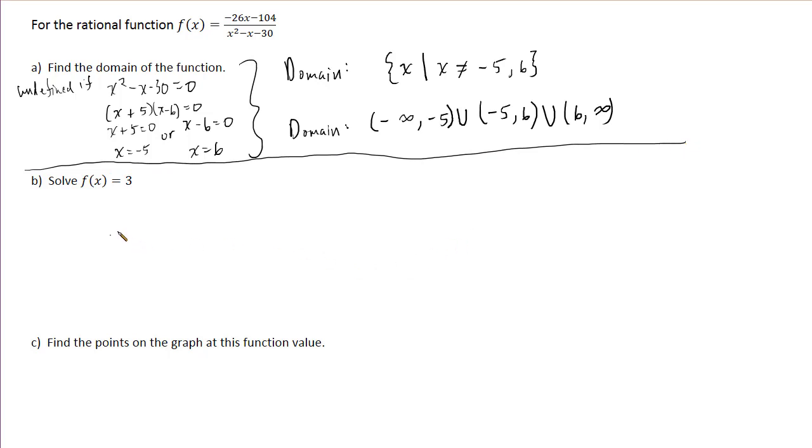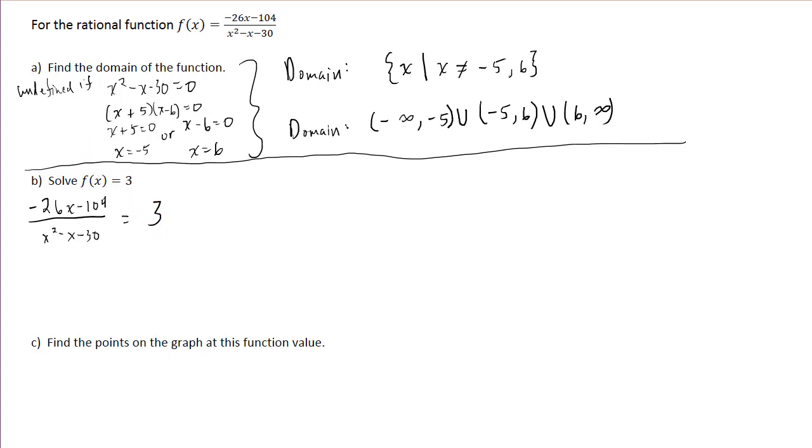Part B asks us to solve f of x equals 3. We want the output, the function value, to be equal to 3. So then we need to solve negative 26x minus 104 over x squared minus x minus 30 is equal to... no, sorry, not 0. We want it to be equal to 3.